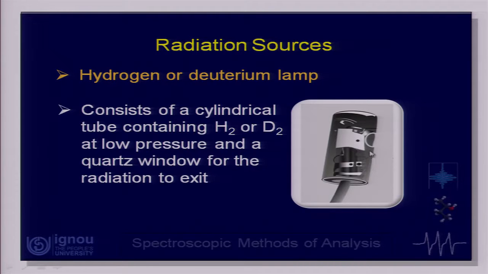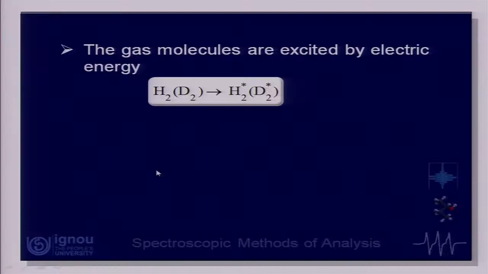Basically, you have a tube here, with hydrogen or deuterium gas in it, and there is a quartz window somewhere here from which the radiation comes out. The basic principle is that there are hydrogen molecules or deuterium molecules in the lamp. When I give energy, these molecules get excited. This star represents an excited species, and in the bracket it could be hydrogen or deuterium, not both of them.